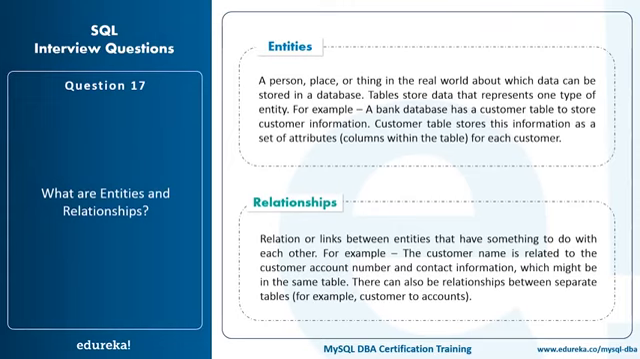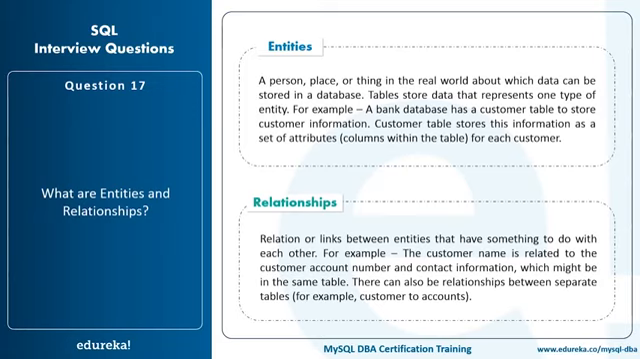Now the customer table stores this information as a set of attributes, that is basically the columns within the table for each and every customer. So if you consider a customer table has around 5 parameters like customer ID, customer name, customer phone number, customer email ID, and so on, then all these are basically the column names, that is the attributes for the entities, and customer information will be the entity.